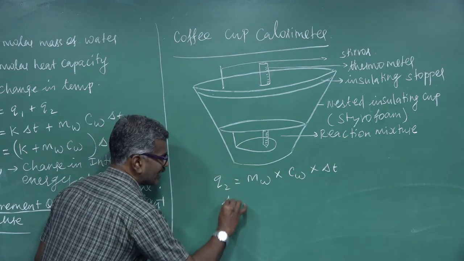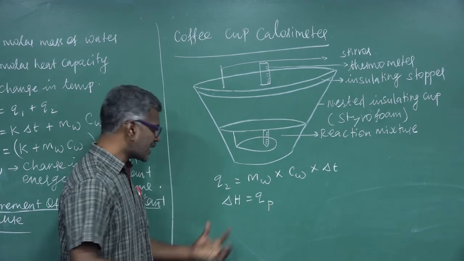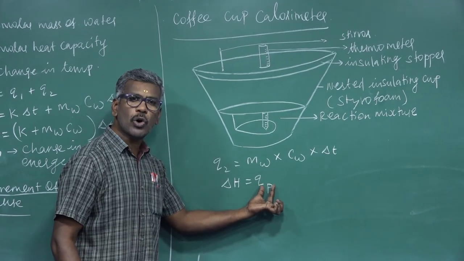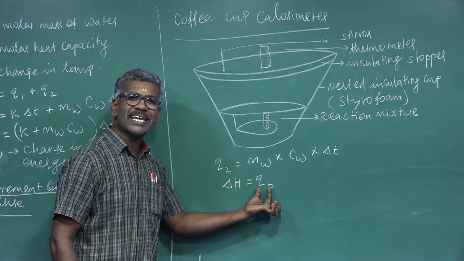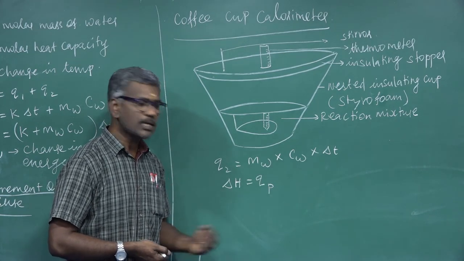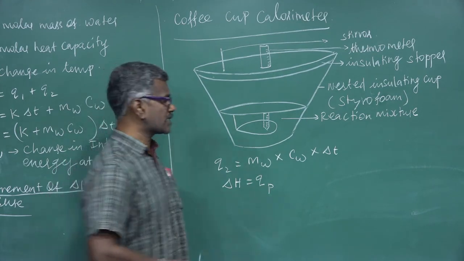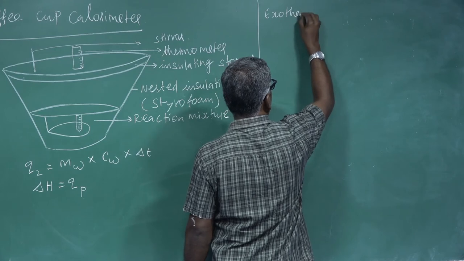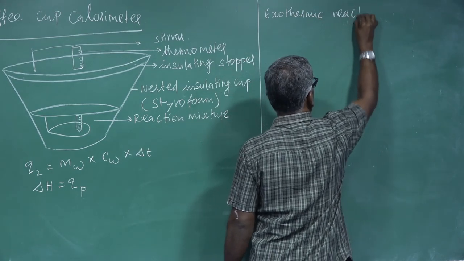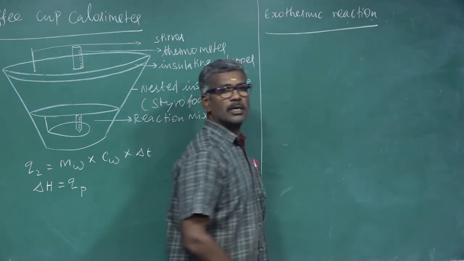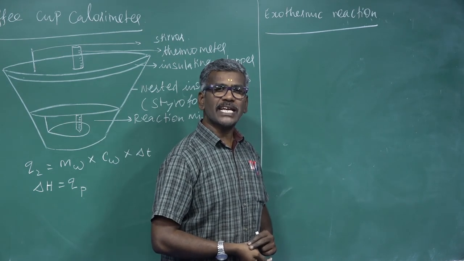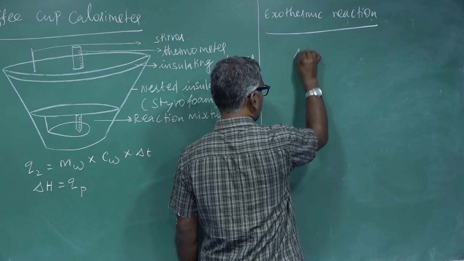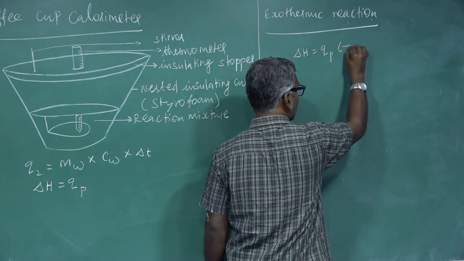Another equation, delta H should be equal to QP. Delta H is the amount of heat change, or change in enthalpy, which is equal to the heat flow at constant pressure. Heat flow is the amount of heat absorbed or released during the reaction at constant pressure. This can be explained with two conditions. Condition number one, exothermic reaction. An exothermic reaction is one where heat is released and the system loses energy to the surroundings. This equation becomes delta H equal to QP, which is negative.